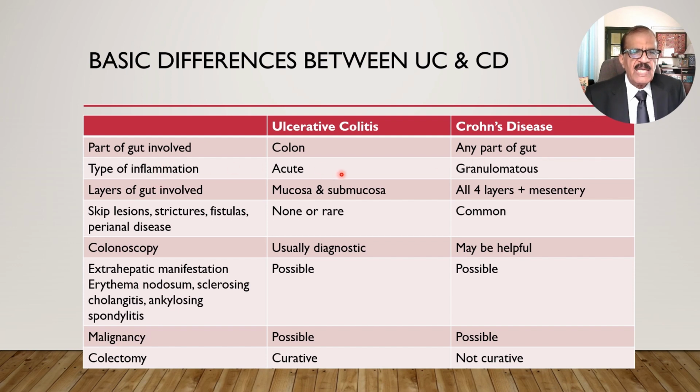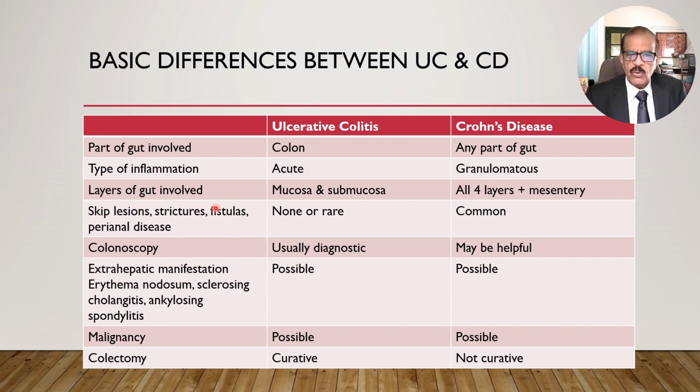Type of inflammation: in ulcerative colitis, it is just acute non-specific inflammation, whereas in Crohn's disease, it is granulomatous inflammation, but not typical of other granulomatous conditions. It is again atypical granulomatous inflammation. That means you will find granulomas in the biopsy specimen.